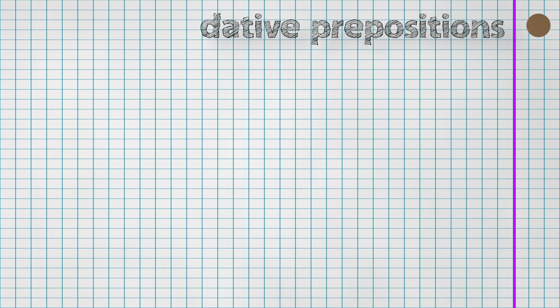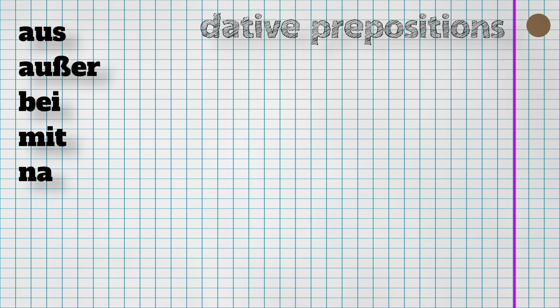But let's move on to our last main use of the dative, and this is where we need to return to the idea of prepositions. We've already talked about locations with prepositions, but there are a lot of common prepositions that are always followed by the dative. All of these prepositions, in fact: aus, außer, bei, mit, nach, seit, von, and zu.